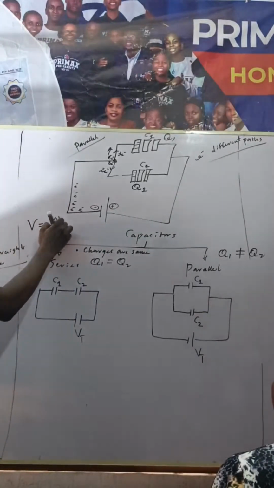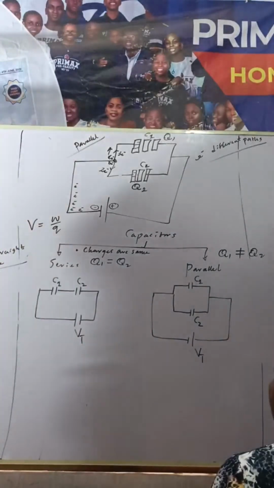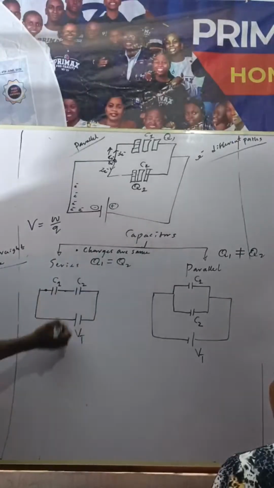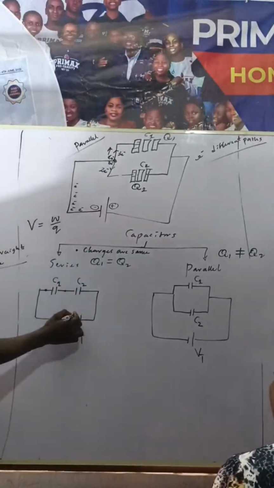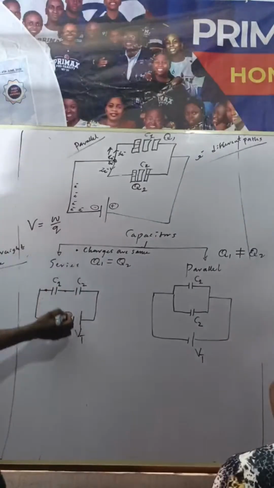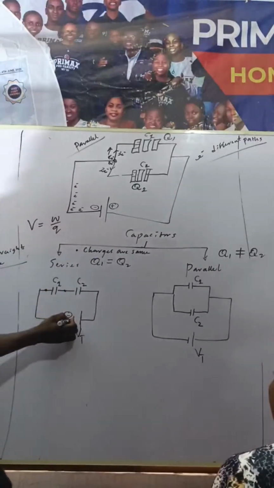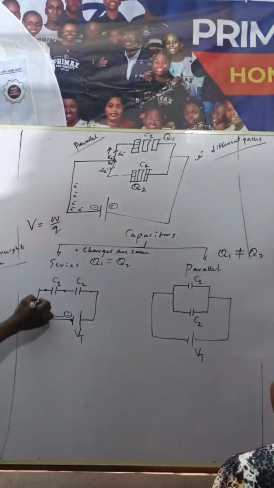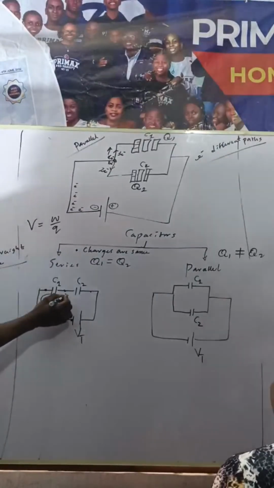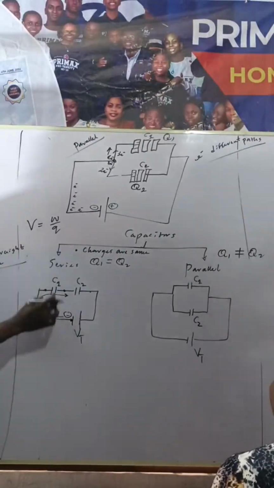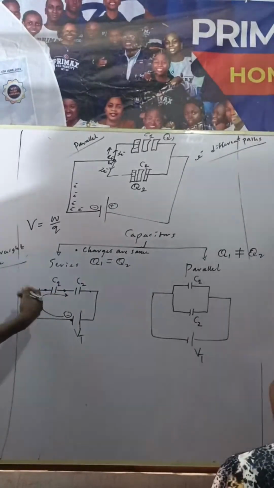Work done in moving unit charge from one point to another. So if I'm moving charges from here to here, let me make this part my negative part. You can't compare the distance from here to here to from here to here. Just for you to understand, moving it from here to here means I've done work from this place to this place. So the work I've done across this place, I can calculate it.